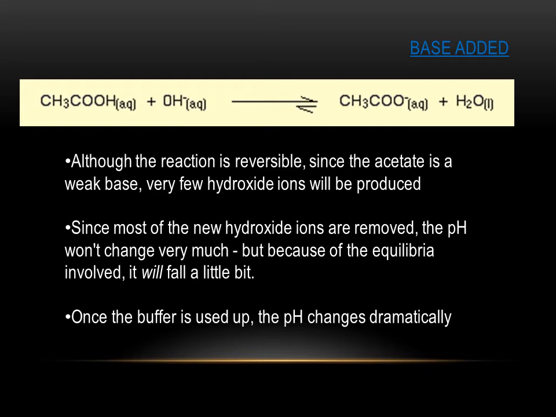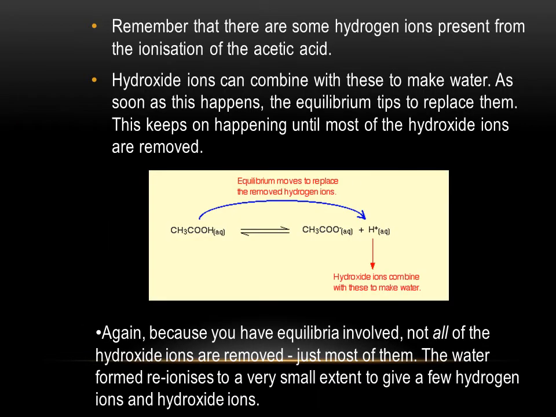This buffering action occurs until finally it can't happen anymore, and at that point you'll see a dramatic pH change. Also realize that from the equilibrium mixture, it's going to create more hydrogen ions. These hydrogen ions are also going to consume hydroxide ions. And so again, every time these hydroxide ions enter the buffer solution, they are being consumed and we get a minimal change in pH.